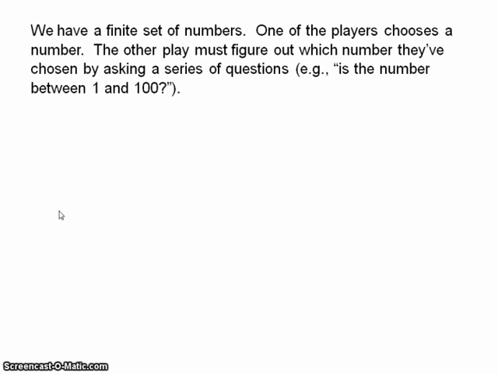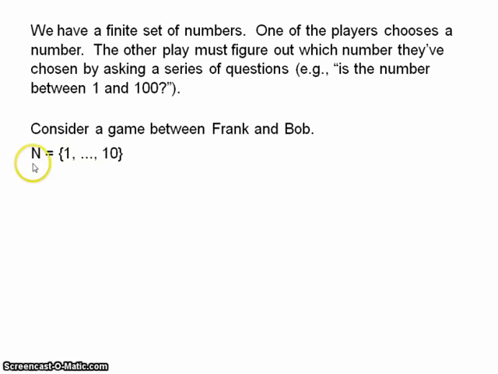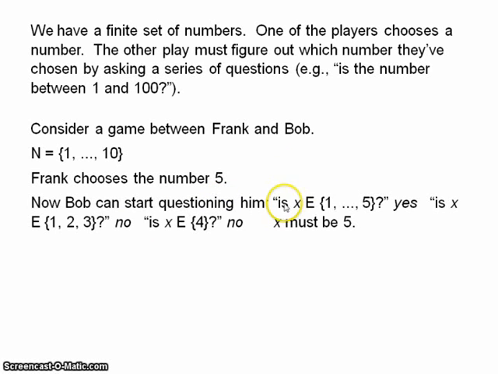But let's consider an example game played between Frank and Bob. Our search space, which we will call N, is the numbers 1 to 10, so we're looking for a number in between them. Frank chooses the number 5, which is unknown to Bob, and Bob starts asking questions. Is x an element of 1 to 5? I'm using this capital E here to represent the set theoretical element of sign. Sorry about that, but that's the best I could do with PowerPoint. Couldn't be bothered to look through all the symbols to find it, so we just got a capital E.